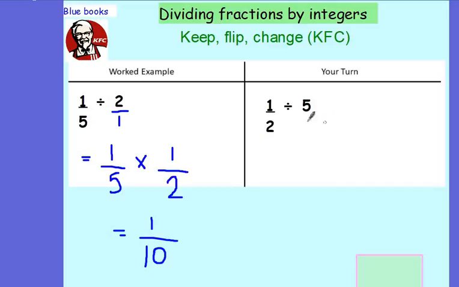Right, let's approach it in the same way. I'm going to write the 5 as 5 over 1. So this is going to give me 1/2. Keep the first fraction. Flip the second one over to give me 1 over 5. Change my sign to a multiply. On the top, I've got 1 times 1, which is 1. On the bottom, I've got 2 times 5, which gives me 10. So the correct answer was 1/10. You might have noticed it was exactly the same answer as mine.